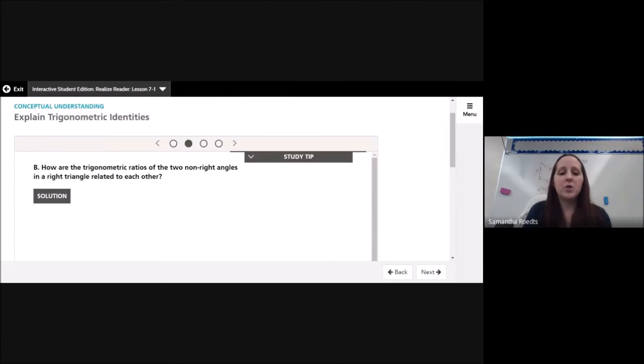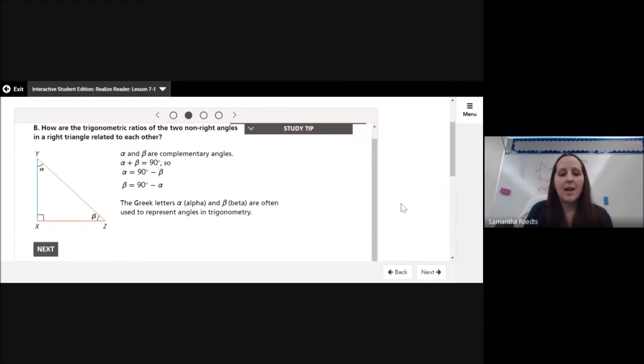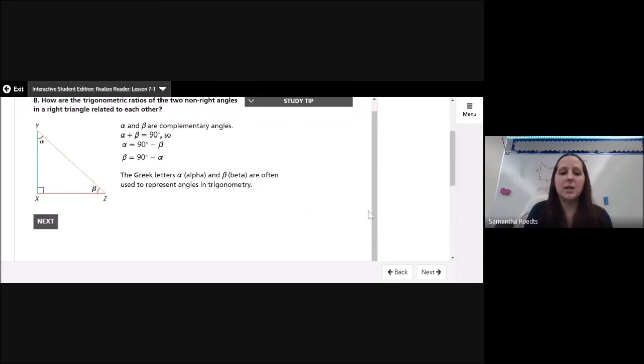B, how are the trigonometric ratios of the two non-right angles in a right triangle related to each other? So alpha and beta are complementary angles. Alpha plus beta equals 90 degrees, so alpha equals 90 degrees minus beta. Beta equals 90 degrees minus alpha. So the Greek letters alpha and beta are often used to represent angles in trigonometry.